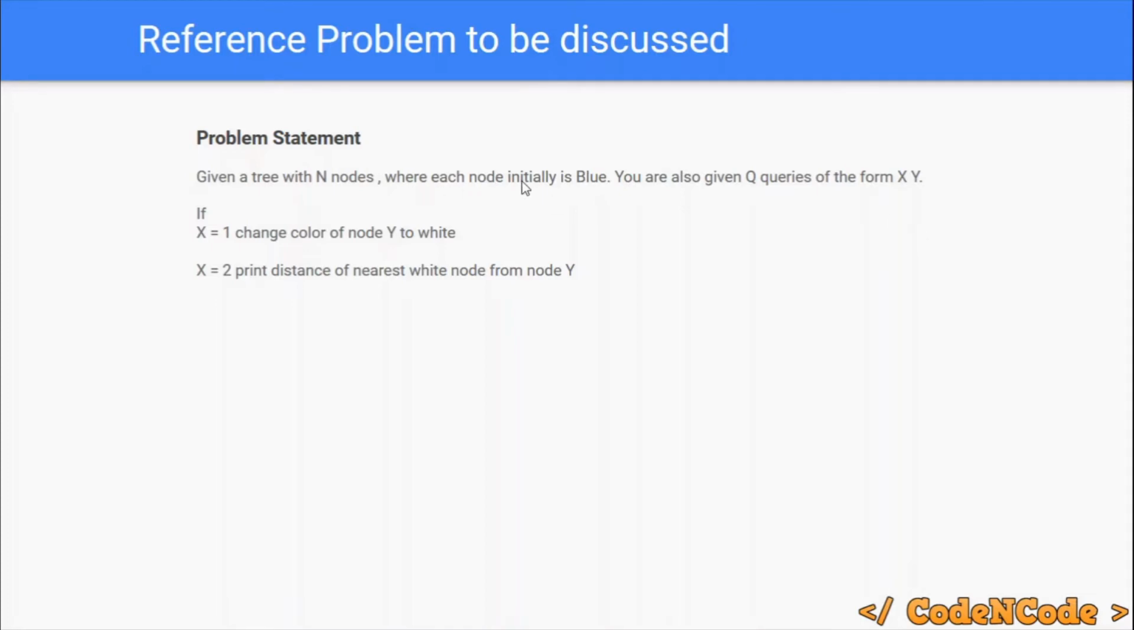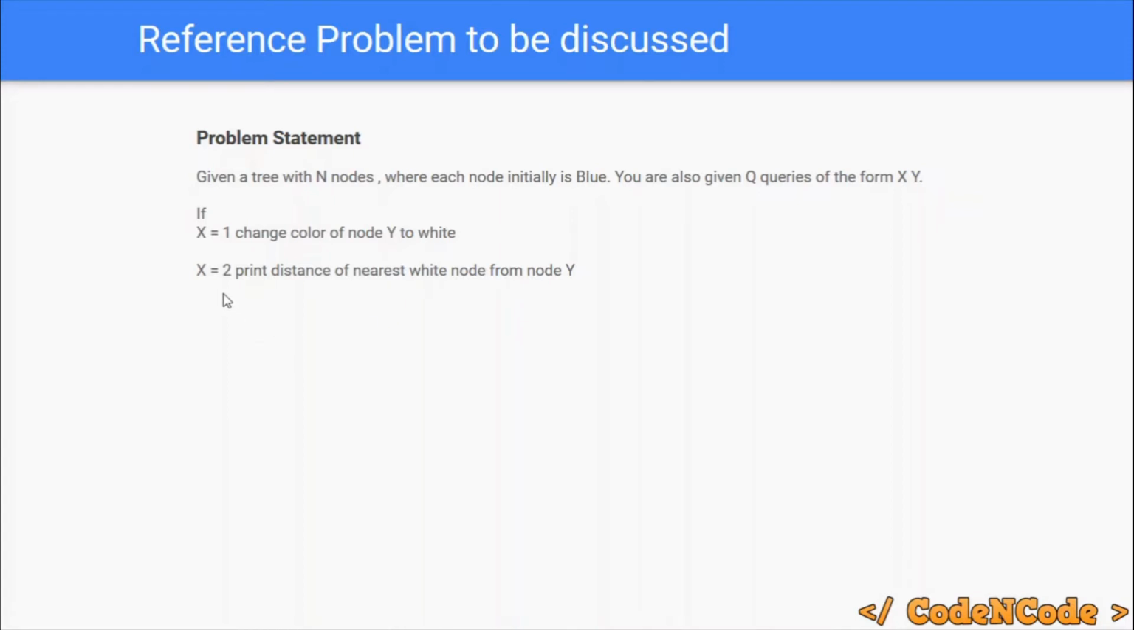You are given a tree with n nodes, each node is initially colored blue, and in the queries there are two types of query, x and y. If x is equal to 1, we have to change the color of node y to white. As you already know, the color of each node initially is blue. So for the first type of query, you would change the color of node y to white. If it is already white, just don't do anything.